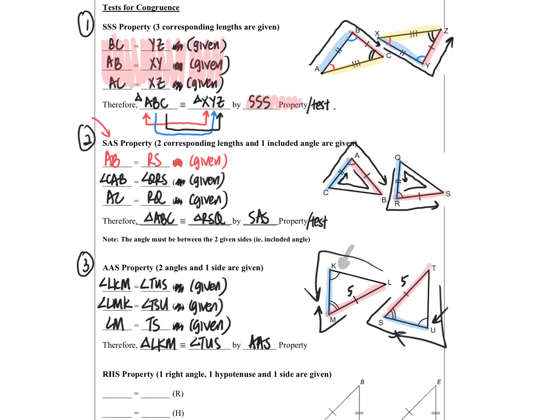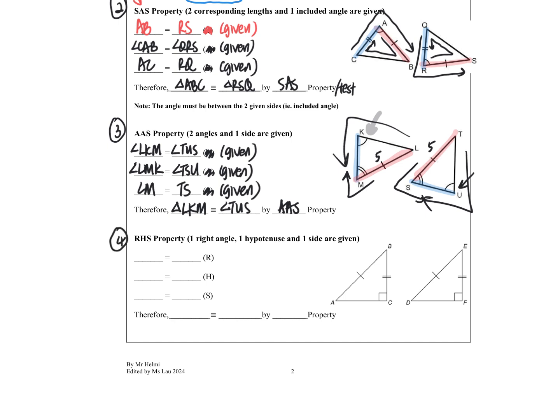Okay, fourth property, is the RHS property. The R meaning a right angle, the H meaning the hypotenuse, and one side. So this is the right angle, this is the hypotenuse, and any other side. So first, this one. So write it out.